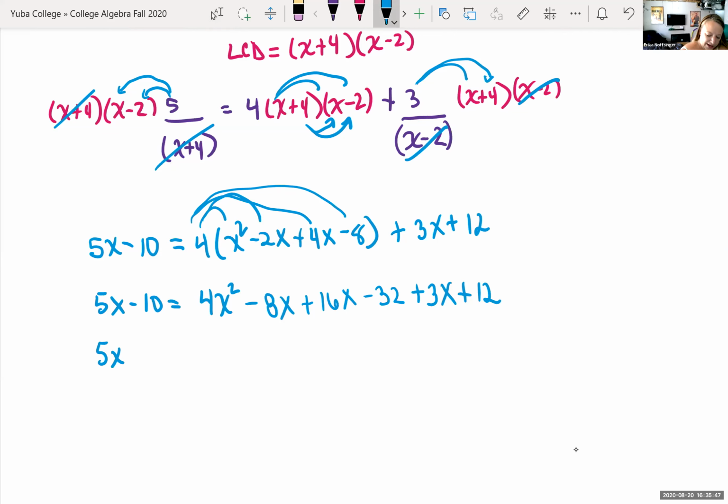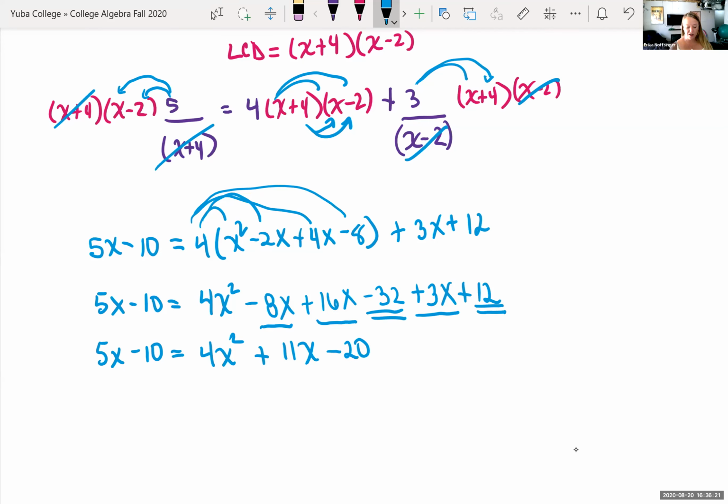Okay, so again, I'm going to bring down 5x minus 10. I haven't simplified that, but the right-hand side, I can combine some like terms. I'm going to bring down my 4x squared because there's no other term that has an x squared. Let's combine negative 8x plus 16x. That gives me an 8x. And 8x plus this 3x here gives me plus 11x. Combine our constants. So we have a negative 32 on this side plus a 12. So this gives me negative 20.